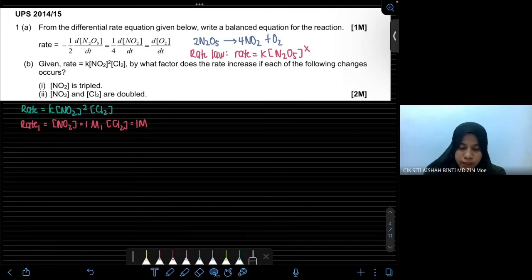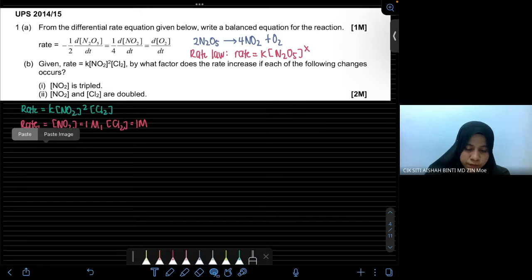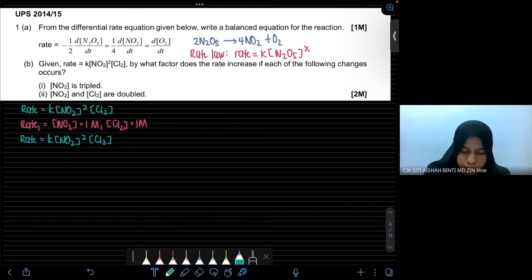Okay. So, dekat sini, what I'm going to do is actually, Miss akan substitute the values here. So, here, remember kita label lah rate 1. So, concentration dekat sini akan jadi 1. Concentration sini pun akan jadi 1. Okay. So rate 1 kita akan jadi k lah.